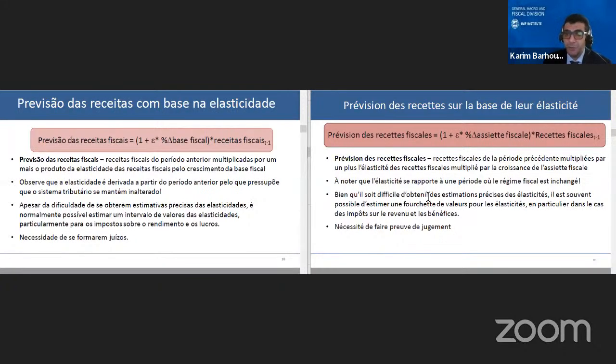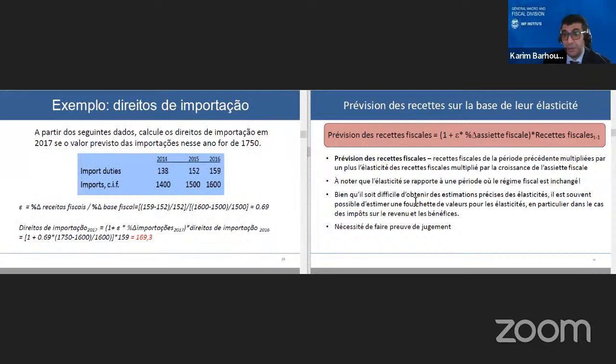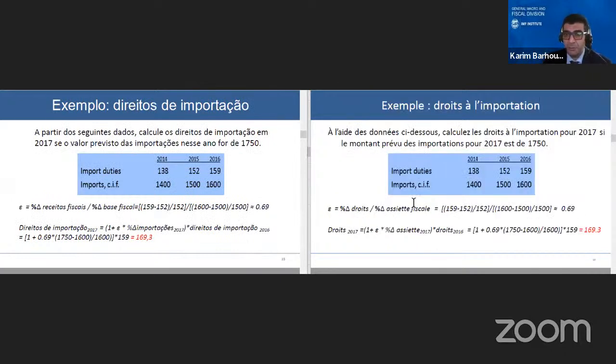Then we can calculate the tax collected from imports in 2017, which is 1 plus the elasticity that we got here times the growth rate of your imports. This gives us the growth rate of your tax revenue from imports in 2017, times the import duties that we collected in 2016, which gives us 169, which is almost 170. And if we go back, the result is not so far from the actual figure. Okay.